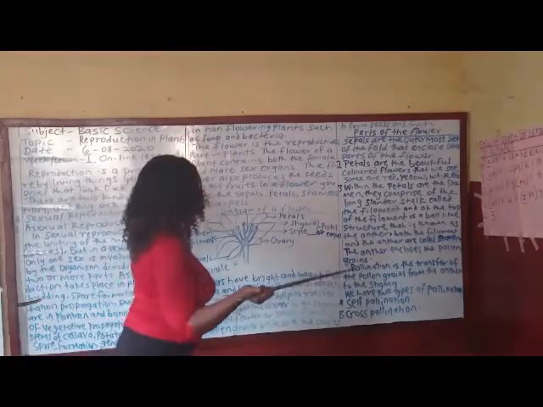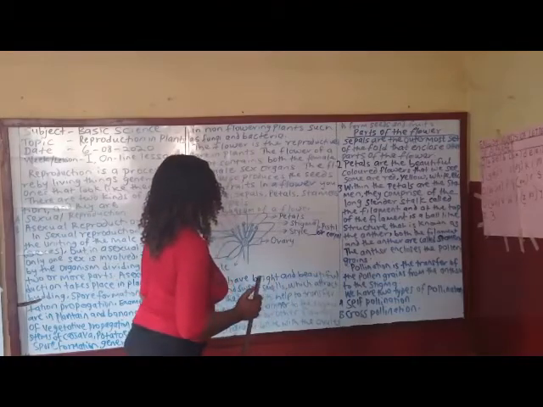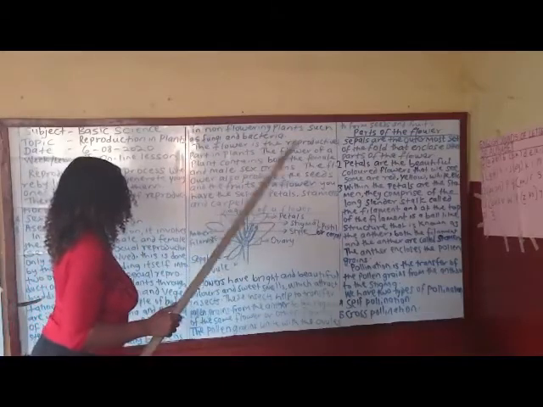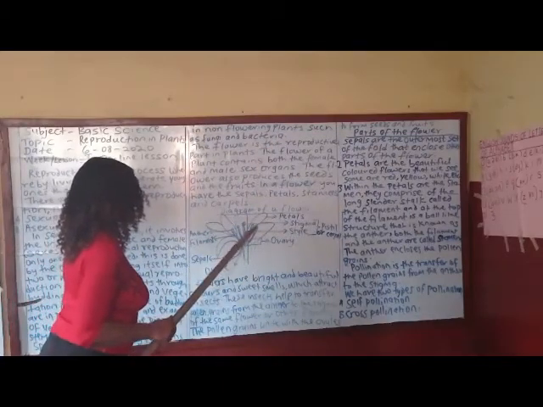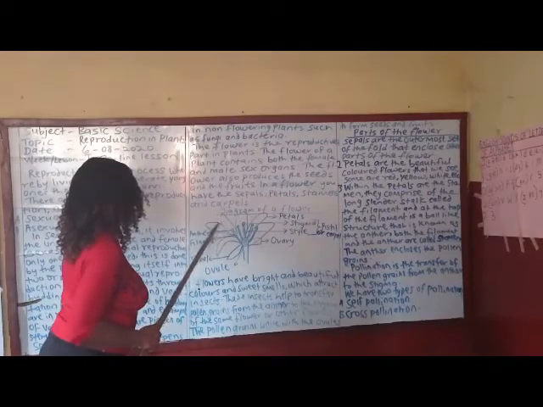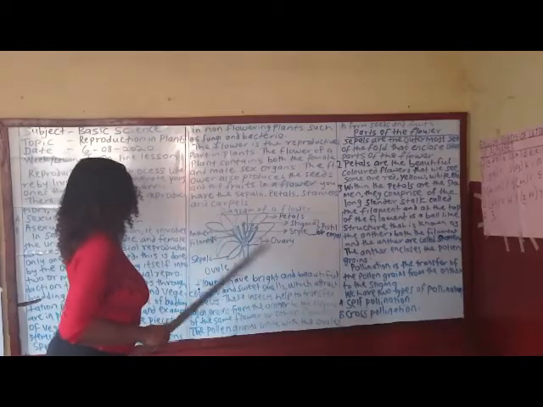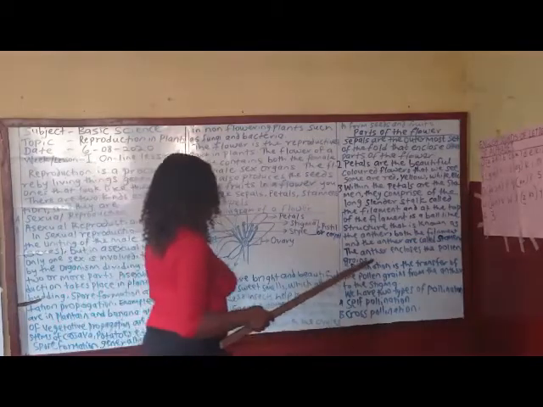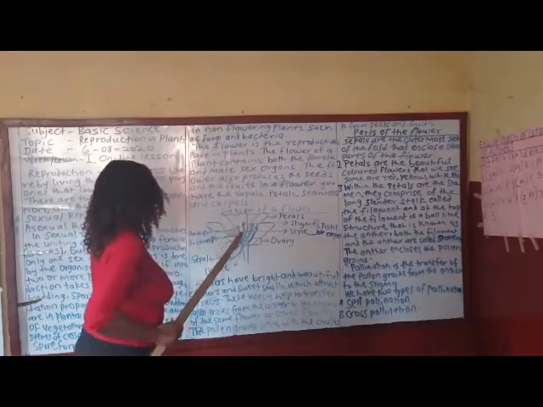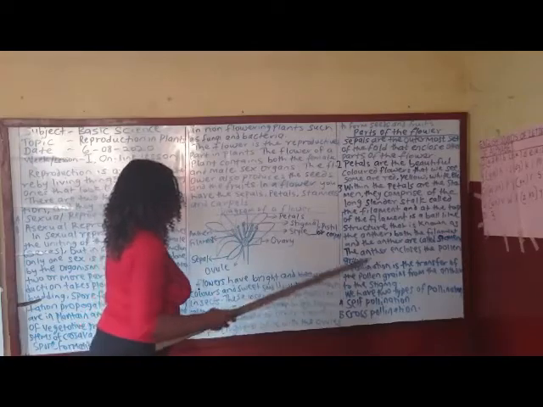Then we have the anther that encloses the pollen grains. Look at the anther here. It encloses the pollen grains. The top, the rounded top. Inside it, we have the pollen grains. And remember, I told you that both the filament, which is this long one, and the anther make up the stamen.